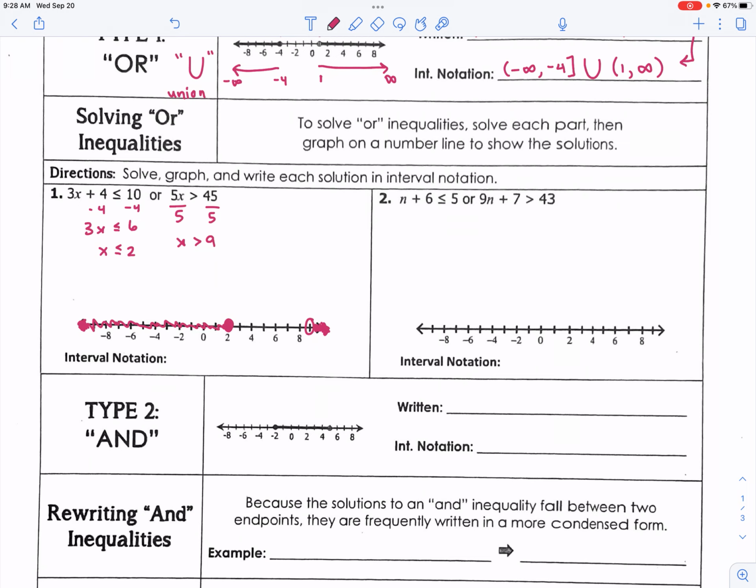My interval notation, and a lot of times it's easier to look for your interval notation on the number line because I can read this from left to right. We know we're going from -infinity to 2, so that's going to be my first one. We have a closed circle at 2, so we put a bracket. And this is an or statement, so we use our union. And then we're going from 9, which we don't include, to positive infinity.